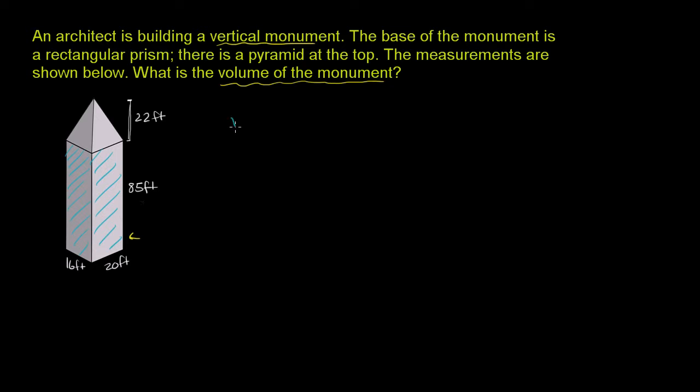So I'll call it the volume of the, well, let's call it B. Volume of the base is going to be equal to the length times the width times the height. So that is 16 times 20 times 85. I could write the units down just so we see it's going to be cubic feet: 16 feet times 20 feet times 85 feet is equal to something feet cubed, or cubic feet, and I could work this out. 16 times 20 is going to be 320, and then I want to multiply that times 85.